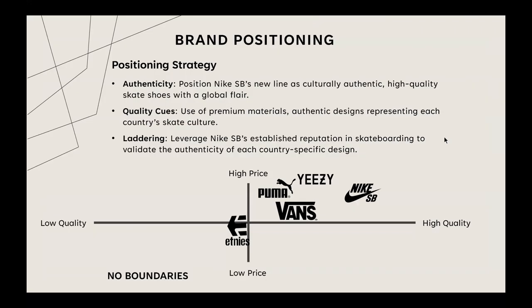So some brand positioning, we've always come across as authentic, but with this specifically, we'd want to make sure we're as culturally authentic as possible, offering those high quality skateboarding shoes. Some quality cues, obviously, what we've always done: use of premium materials, authentic designs, just making sure we're really representing those skating cultures. Laddering, so just authenticity, authenticity, authenticity. We want to make sure we're really pushing that true to the community, true to the culture vibes with our shoes. Some the 2x2 matrix. Obviously, we're highest quality at not the highest price, but up there still with the luxury products.